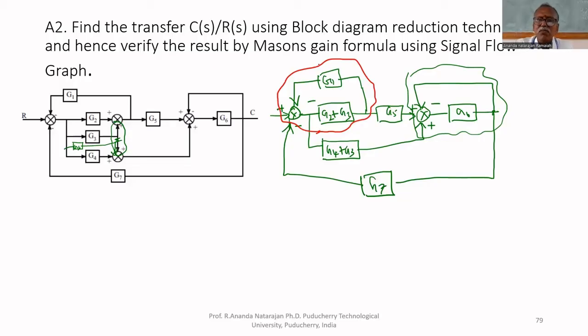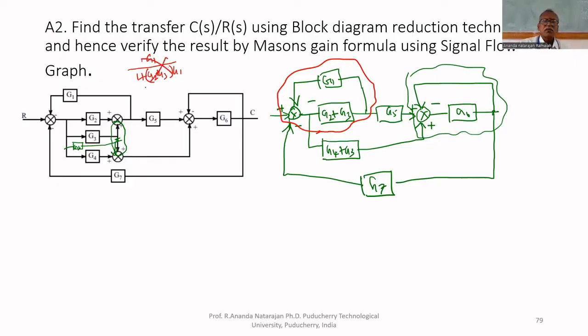If you convert this into a single block, this is G1. What will I get? Many wrote G1 wrong. This is wrong: G1 upon 1 plus G2, G3 multiplied by G. Which is the forward path? G2 plus G3 is the forward path, not G1. It is above, that's why they are writing like this.